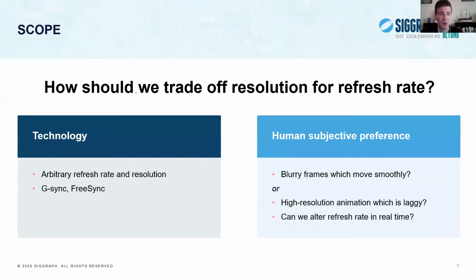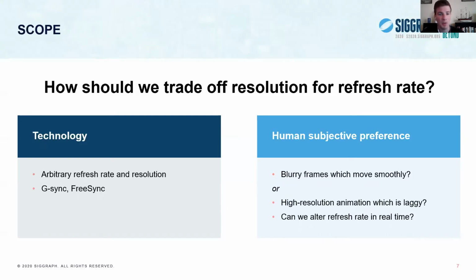So let me start by further analyzing the question of how should we trade off resolution for refresh rate. First, there is a technological aspect. Can I pick an arbitrary refresh rate and resolution and use it at any time? Luckily, with G-Sync and FreeSync, the answer is yes, or at least almost yes, with perhaps a bit of space for improvement in the communication between the GPU and the display embedded chip.